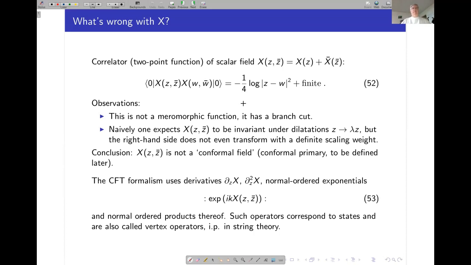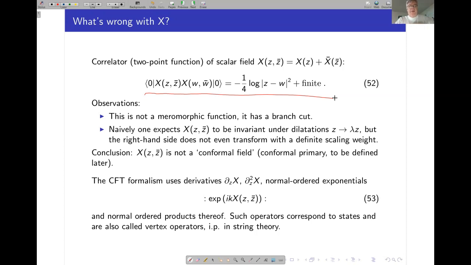Now, let me come back to one question that you might have asked. I focused on the correlation function of the derivative of the scalar field with itself. Normally, in a quantum field theory, we would look at the correlator of the field with itself. So what is wrong with x? Well, you can see what is wrong with x if you look at the result for the two-point function of x, because the singular part involves the logarithm, and the logarithm is not a meromorphic function. That is, it is not holomorphic up to poles, but it is a function which is multi-valued in the complex plane. It has branch cuts.